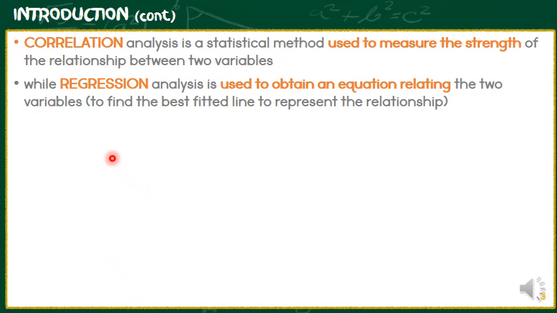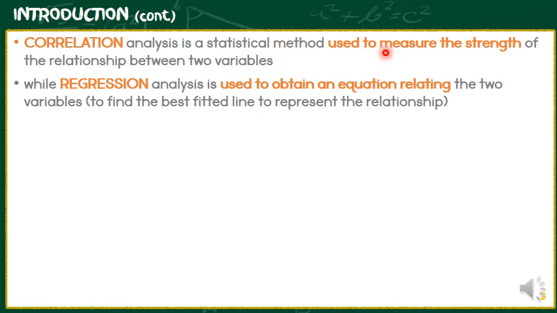So, dekat sini saya bezakan apa maksud correlation, apa maksud regression. Okay, dia tak sama tapi related. Correlation analysis is a statistical method used to measure the strength of a relationship. Kalau you notice dekat sini, saya highlightkan correlation untuk measure strength. Untuk tengok positif ke negatif. Untuk tengok kuat ke tak kuat hubungan ni.